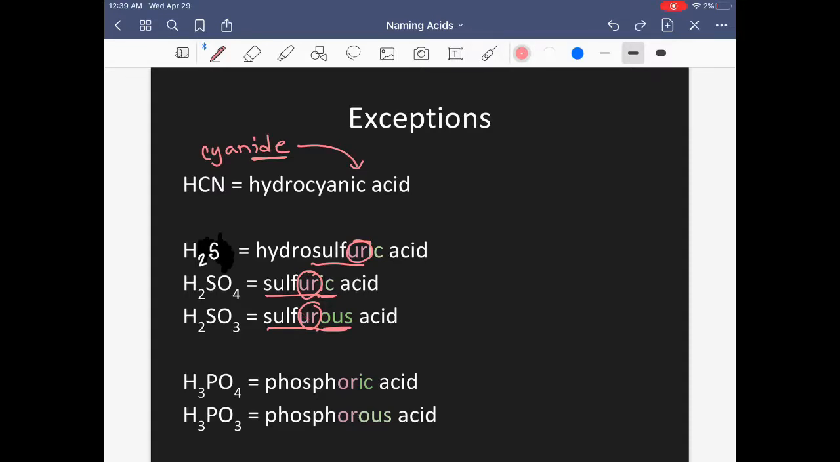And then same exact thing for phosphorus. You're still following the same -ic and -ous rules. However, the only difference is you're keeping a little bit more of that root word there. So you're actually keeping the or. So instead of phosphic or phosphous acid, it would be phosphoric acid or phosphorous acid.